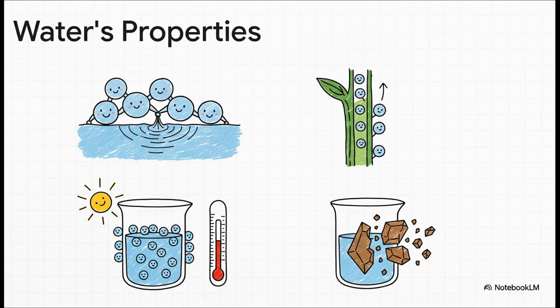Water also has a high specific heat, which means it's really good at resisting temperature changes. This is huge for keeping our oceans and our own bodies stable. And finally, it's an amazing solvent, the universal solvent, dissolving all the nutrients our cells need to survive. It all comes back to that simple little bond.